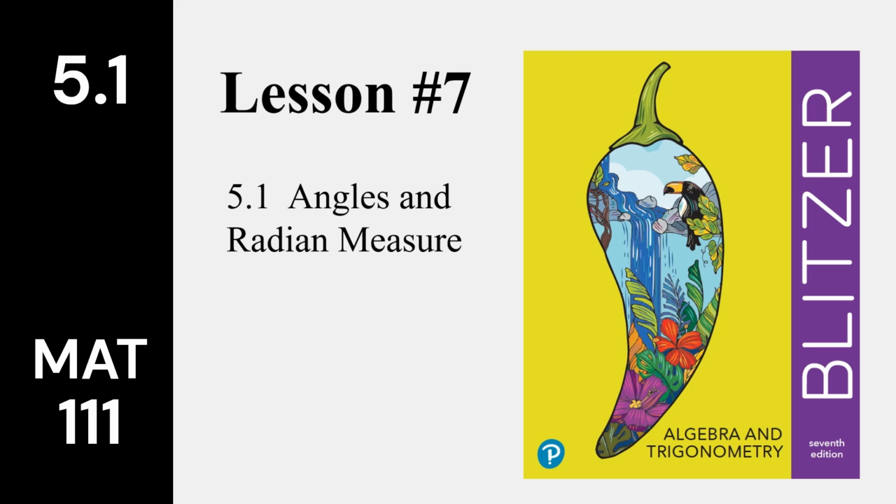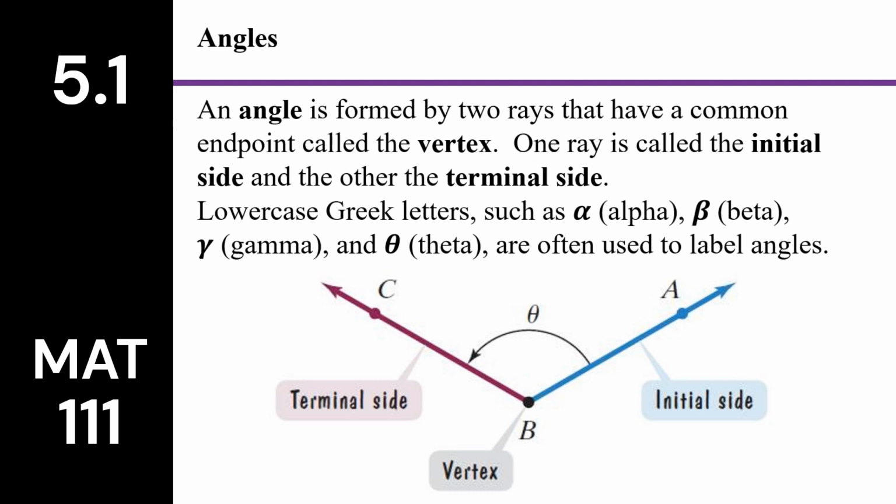Section 5.1 Angles and Radian Measure. An angle is formed by two rays that have a common endpoint called the vertex. One ray is called the initial side, and the other ray is called the terminal side. Greek letters such as alpha, beta, gamma, and theta are often used to label our angles.